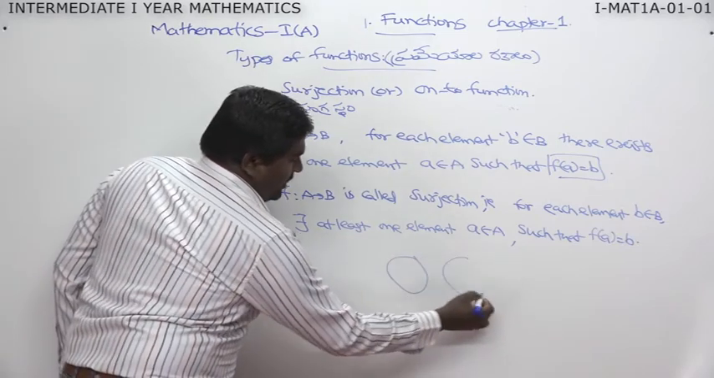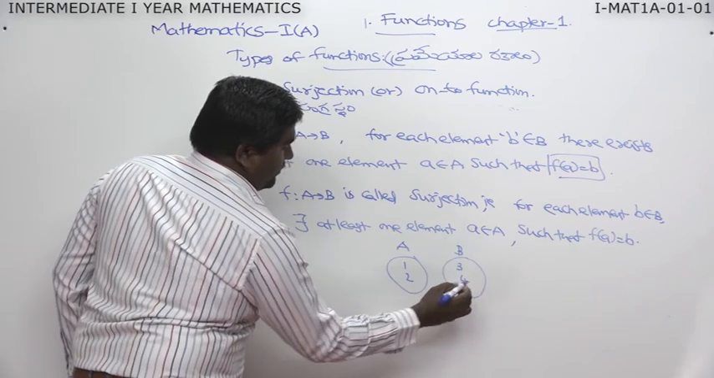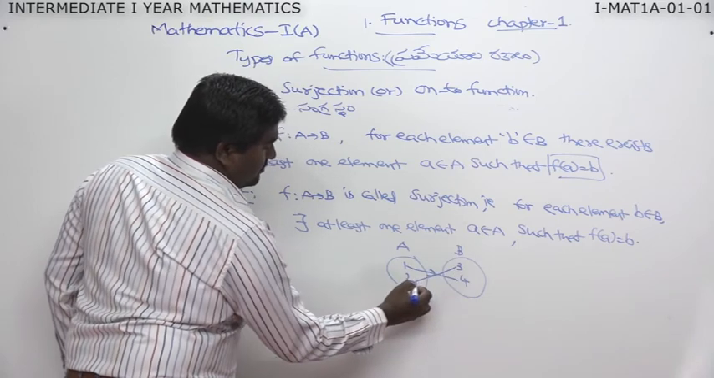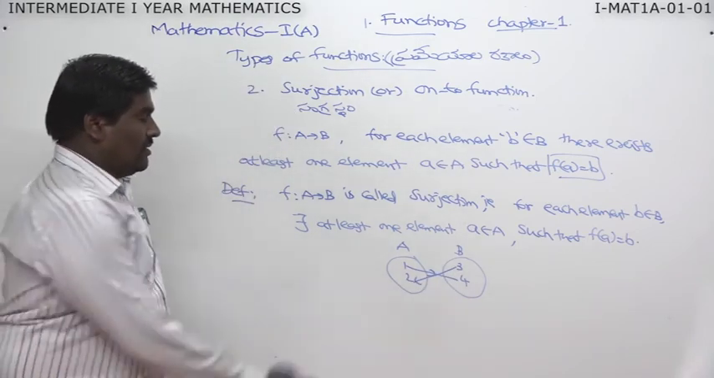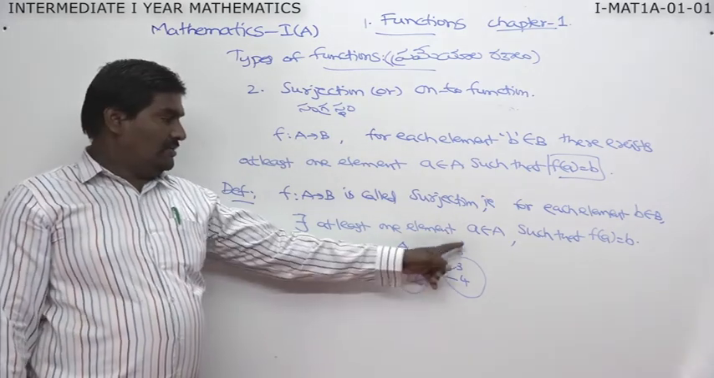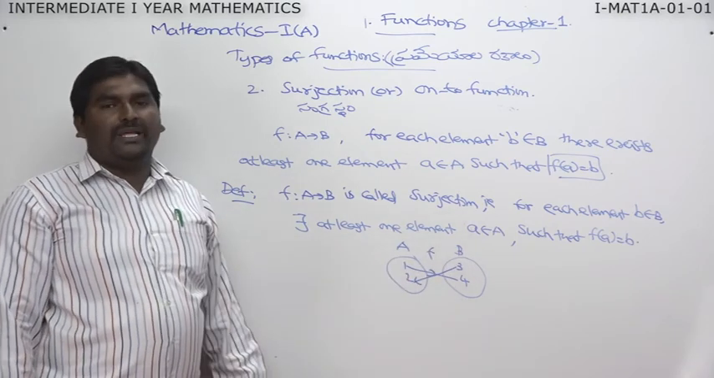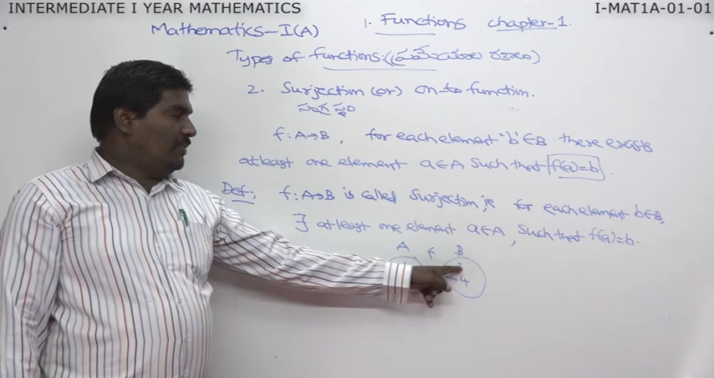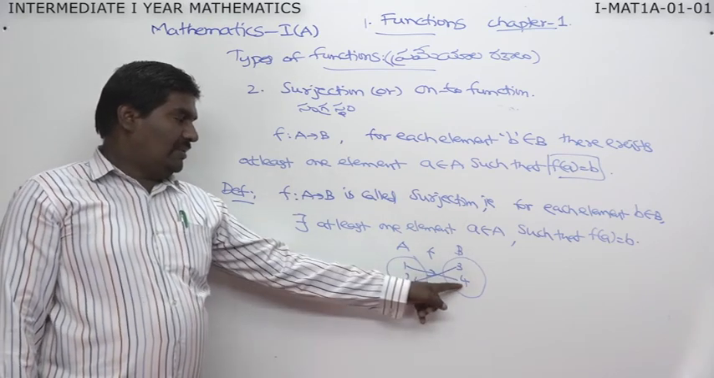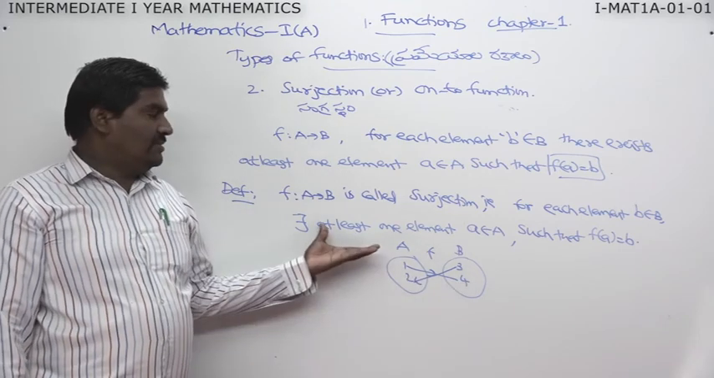f is a function from A to B. Here the function is surjection, meaning every element in B has some pre-image in A. So take the element 3 in B, it has a pre-image under f as 2. Take element 4, pre-image 1. So it is surjection.